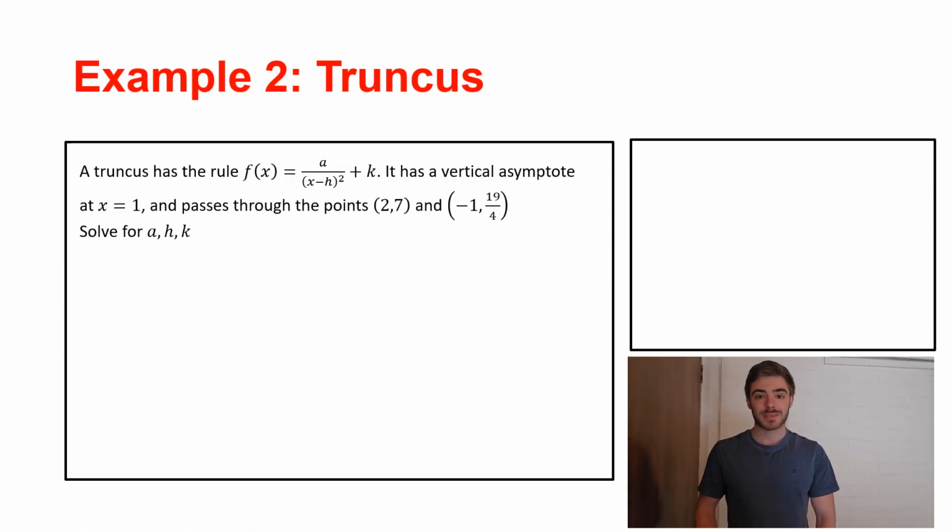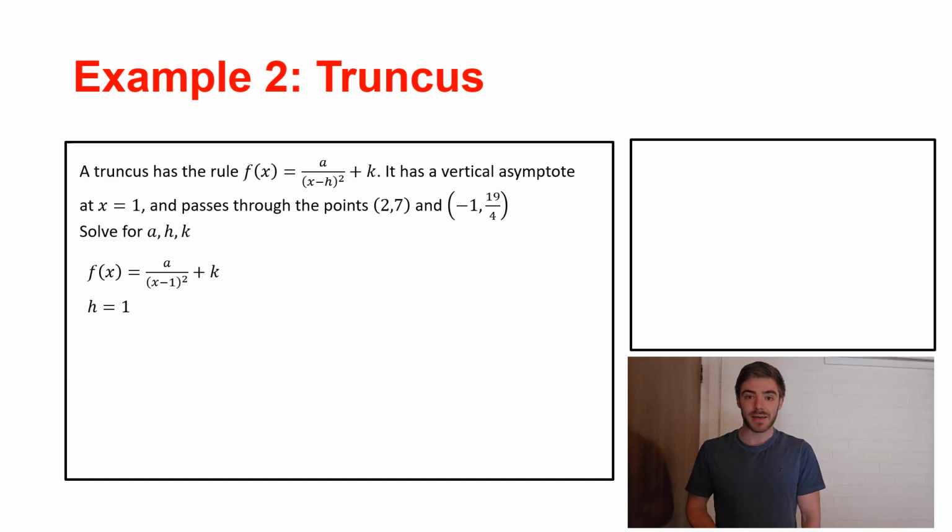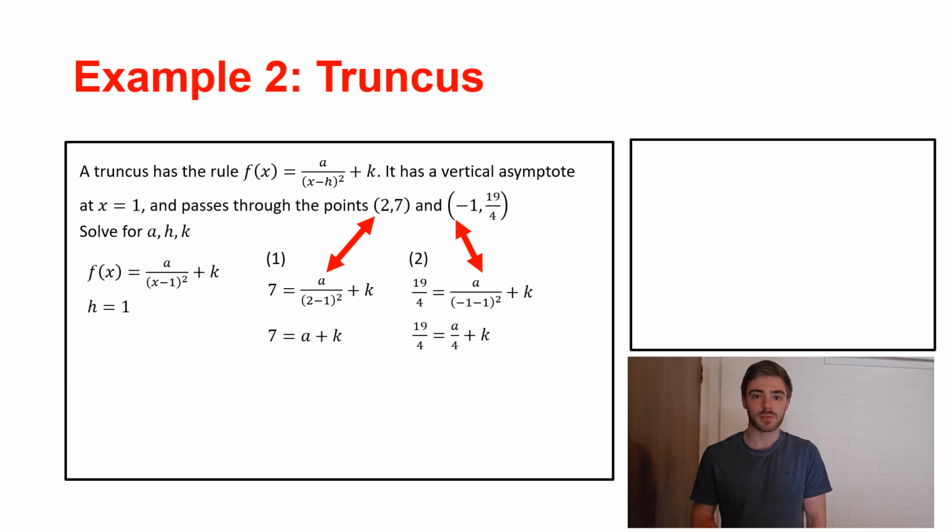The truncus is quite similar to the hyperbola in that the key features you're likely to come across are going to be the location of the asymptotes. Once again, the vertical asymptote is dictated by the horizontal translation, hence we have h equals 1. In this case, we're not told the location of the horizontal asymptote. Instead, we're given another known point. So we can solve for the remaining two variables with a simultaneous equation by plugging in both of those points.